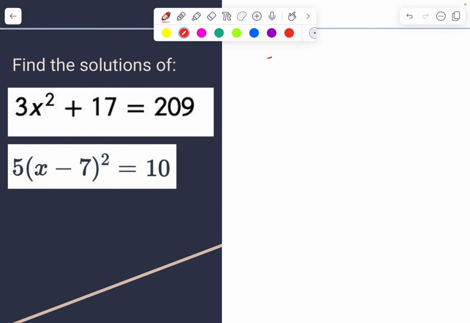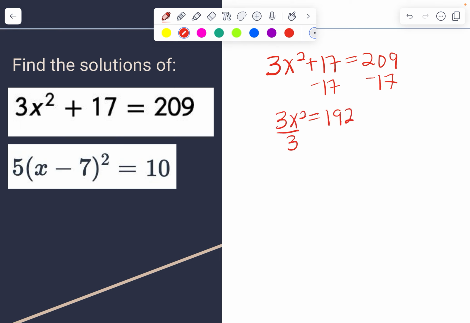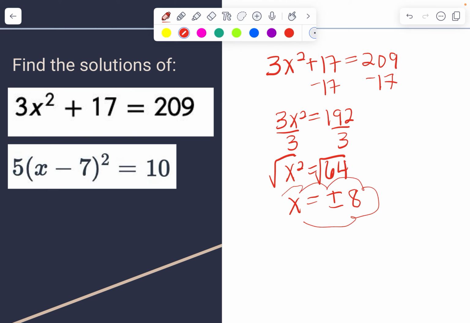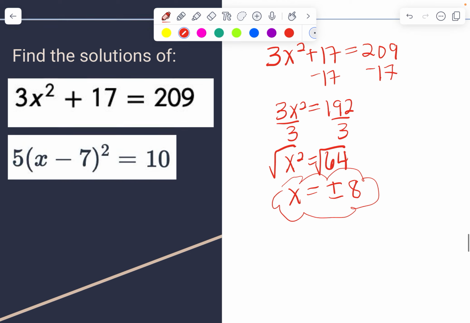All right, let's look at the 3x squared plus 17 is 209. Start by taking 17 from both sides. And we get 3x squared is 192. Divide both sides by 3. And we get x squared is 64. And then if we square root both sides, the square root of 64 is 8. So x equals plus or minus 8.